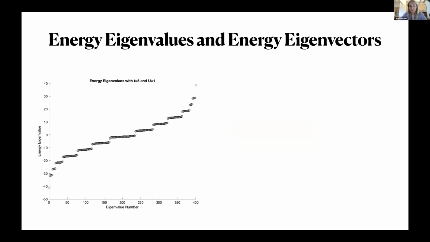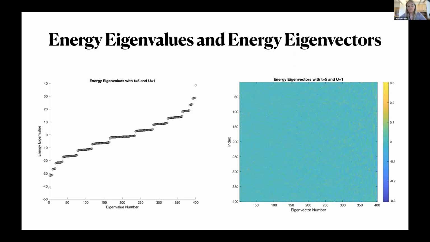Using the Hubbard model, I can find the energy eigenvalues of the system, which are shown in this plot. I can find the eigenvectors, which are shown pictorially in this plot. You can see the values range from about negative 0.3 to about 0.3. The dimension of this matrix is 400, meaning that there are 400 basis states for this 6-atom system.